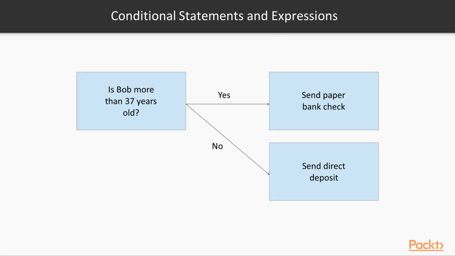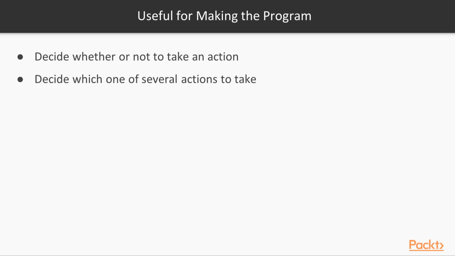No matter what version of conditional we're using, it always comes down to this: a yes or no question that can be answered with the available information. If the answer is yes, Python does one thing. If the answer is no, Python does something else. Conditional statements are useful for making the program decide whether or not to take a particular action, or for choosing one of several alternates.